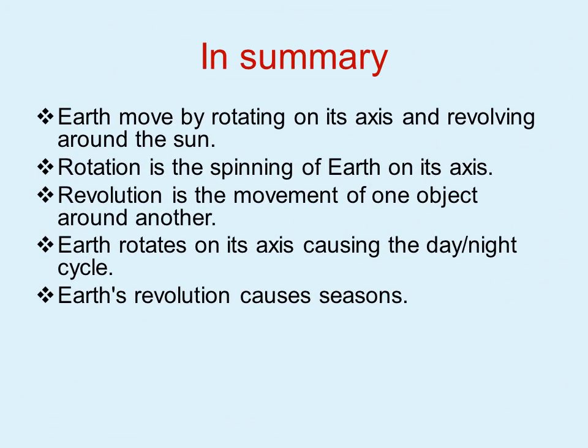Summary: Earth moves by rotating on its axis and revolving around the sun. So rotation is the spinning of Earth on its axis. Revolution is the movement of one object around another. Earth rotates on its axis causing day and night, but Earth's revolution causes the seasons. This is a summary of our lesson.